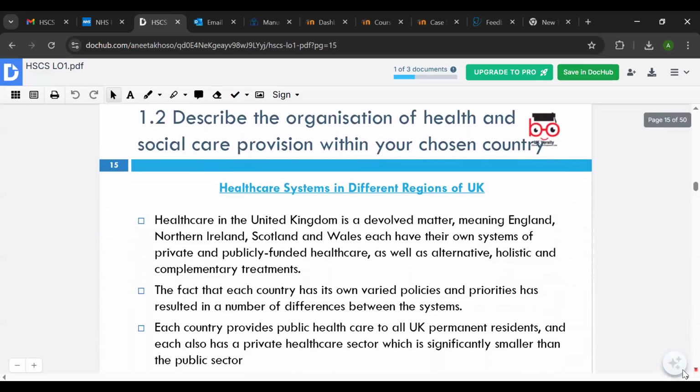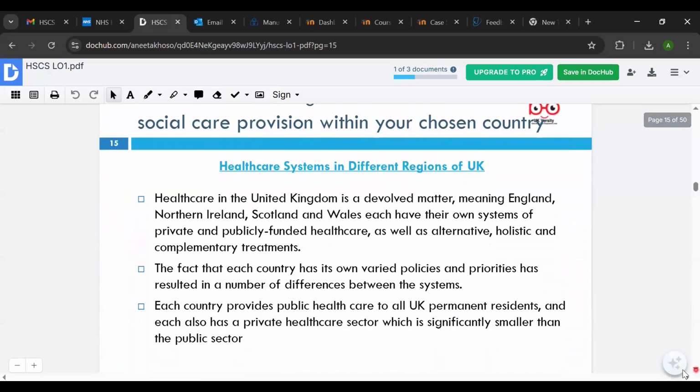So how does the healthcare system vary in different regions within the UK? Healthcare in the United Kingdom is a devolved matter. Devolution means that it has been broken down according to different areas. So England, Northern Ireland, Scotland, and Wales have their own systems of private and publicly funded healthcare. And there are alternative, holistic, and complementary treatments as well that exist within the UK.